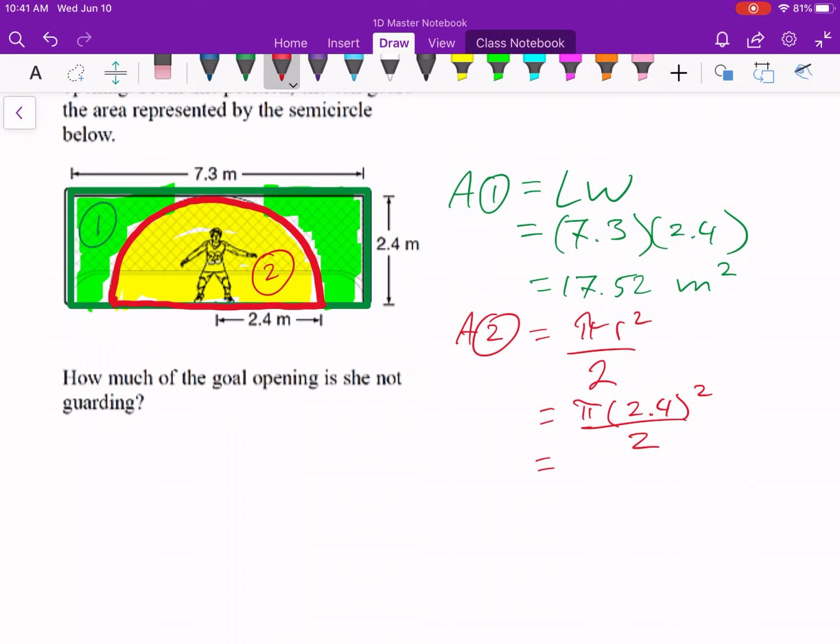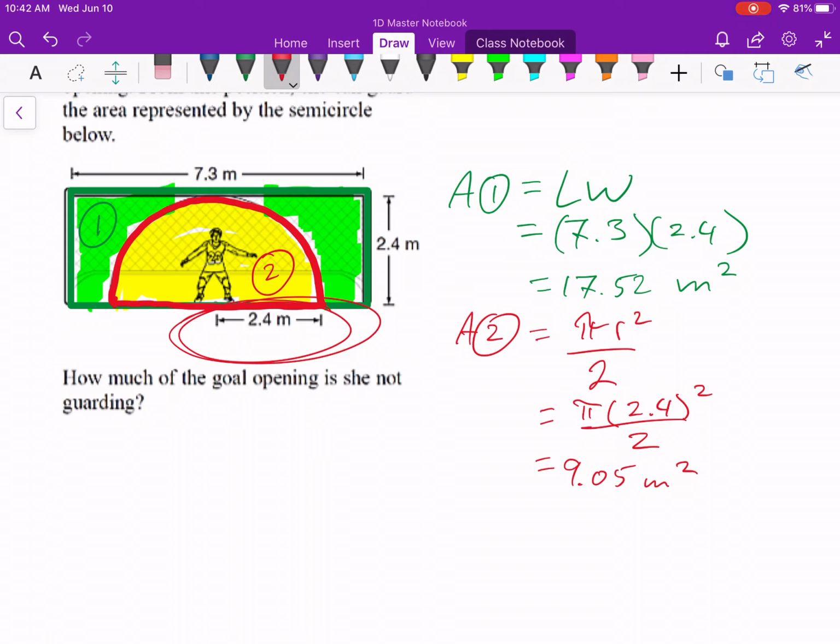And so 2.4, you can see, is the radius, right? We can see the radius right there. So make sure that you understand that's the radius. Be clear on whether they're giving you radius or diameter. You can always switch easily between one or the other. And that works out to be 9.05 meters squared.